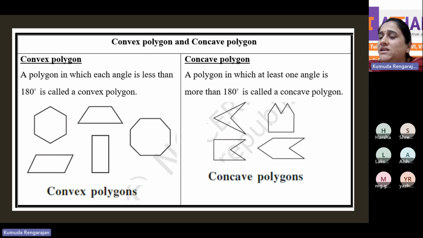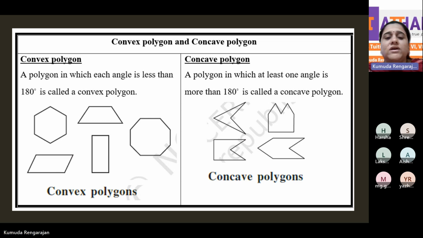Now, among quadrilaterals, which one is a regular polygon? Square, because in a square, all the sides are equal and all the angles measure 90 degrees. In a rhombus, all sides are equal, but the angles are not equal. So the definition of a regular polygon concerns the sides and the angles. All the sides must be equal and all the interior angles also must be equal. So a square is a regular polygon.